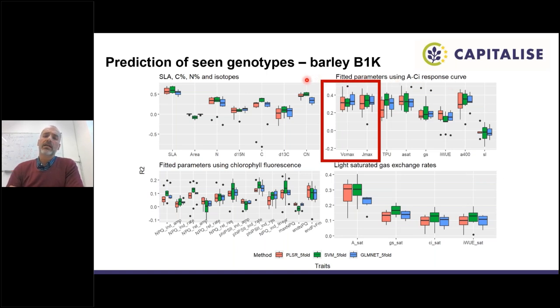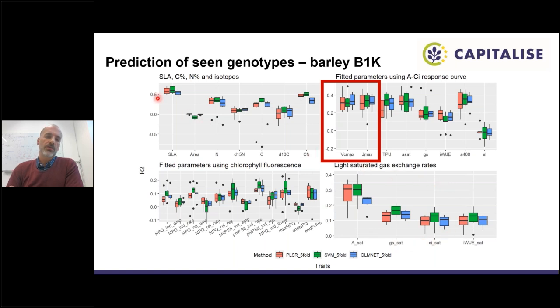And you realize that I have divided the results into 4 sections. The top left presents the results from modeling of the physiological traits. On the top right, you will find the results from the parameters obtained by fitting the ACI curves. On the bottom left part, you will find the parameters obtained by chlorophyll fluorescence. And finally, on the bottom right, you see the light saturated gas exchange rates.